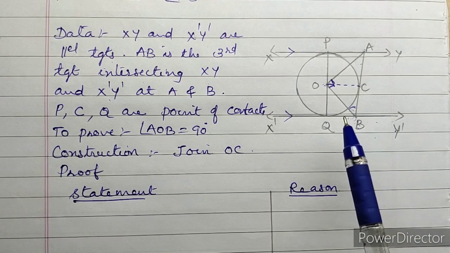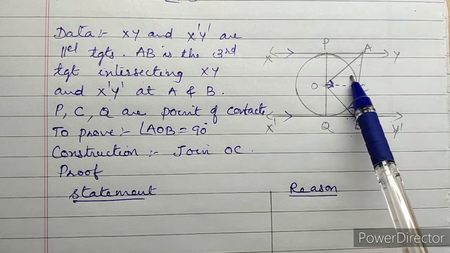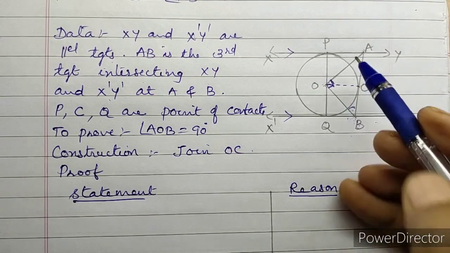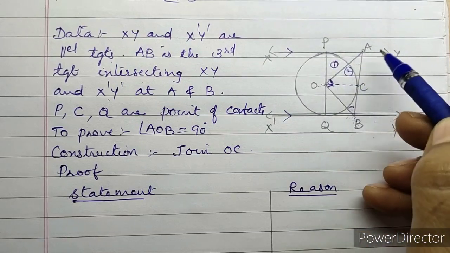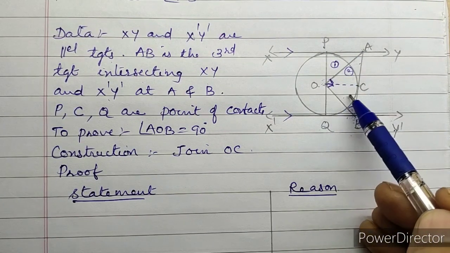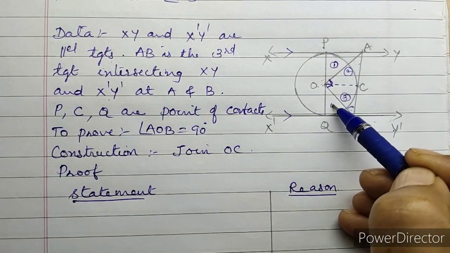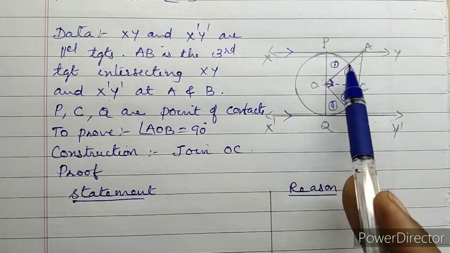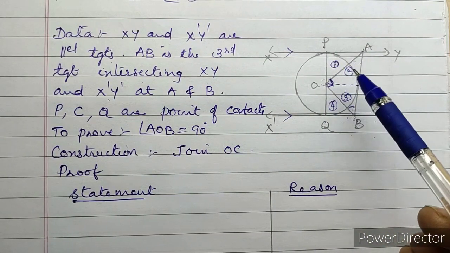So now the logic behind the proof. Here you can see two triangles. This is the first triangle, second triangle: PAO and AOC. Similarly, on this side you can also see two more triangles. You can mark them as third and fourth. So take the first and second triangles and prove that they are congruent.